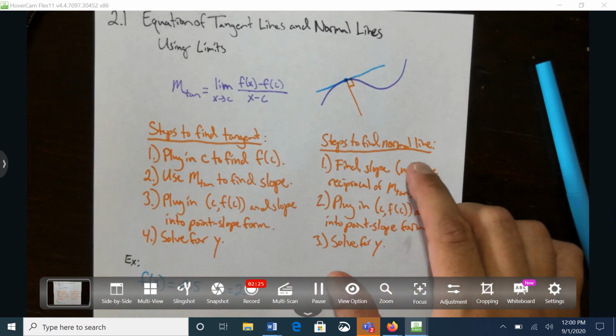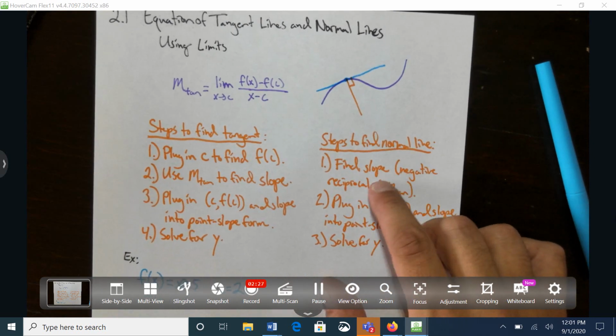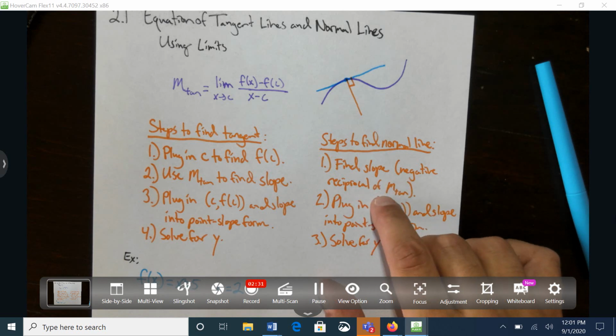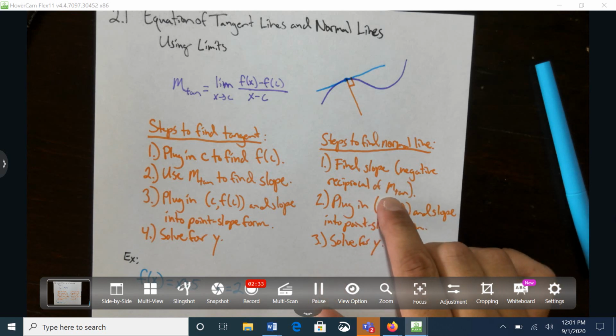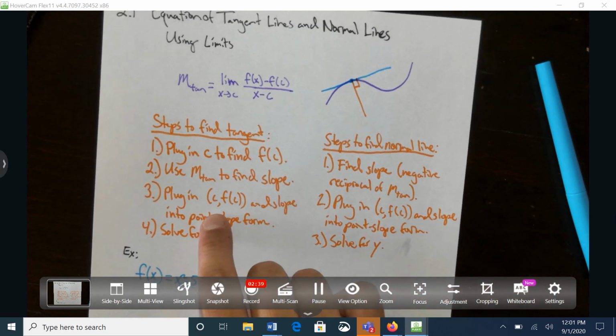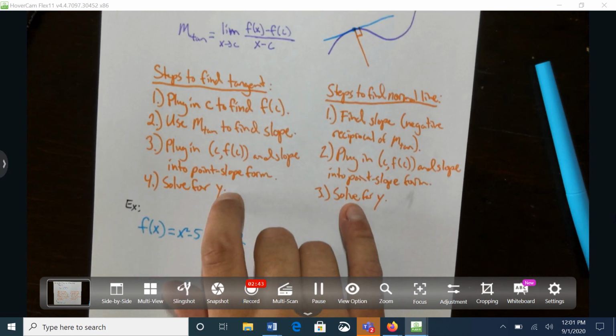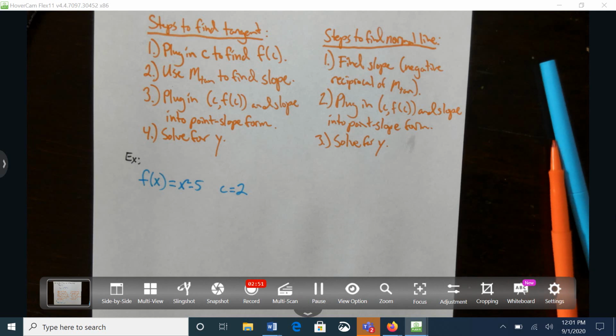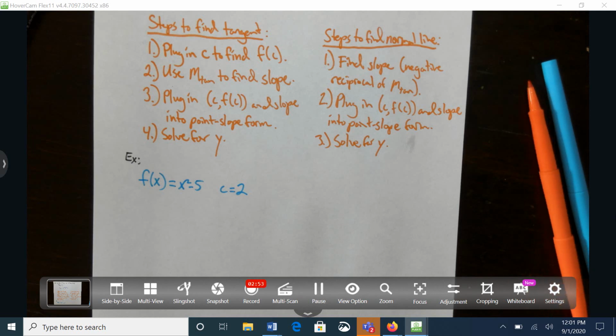Now the steps for the normal line is we need to find the slope of the normal line, and that is just going to always be the negative reciprocal of the slope of the tangent. And then we want to plug in our point, c and f of c, the same values that we used for the tangent, and then solve for y. So let's take a look at this example here. We're given the function f of x equals x squared minus 5, and we have c is equal to 2.